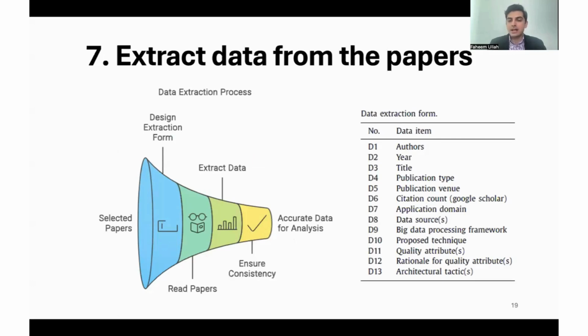In my case, I collected the metadata, which is the author, year, title, and so on. But most importantly, I collected items, for example, the big data processing framework, proposed technique, and quality attributes, because these were the ones that were directly relevant to my research questions. Nowadays, there are far better tools to use. At that time, when I did this review, I used to extract data and put it in an Excel sheet.